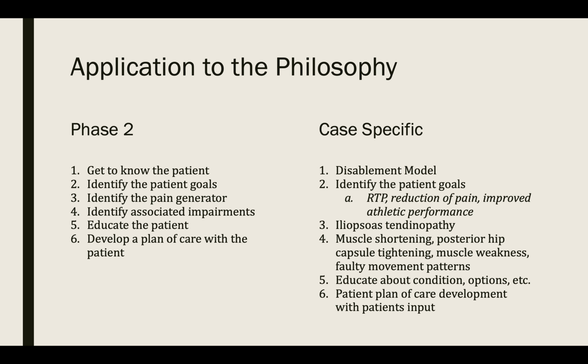Identify the pain generator. We decided that the iliopsoas was the pain generator, with pain with contraction of the muscle and pain with lengthening of the muscle. We decided that this muscle was stuck in a sort of pain-spasm cycle, and so we're going to see muscle shortening, tightening or constricting of the posterior hip capsule, some muscle weakness, faulty movement patterns, and some of those associated impairments.